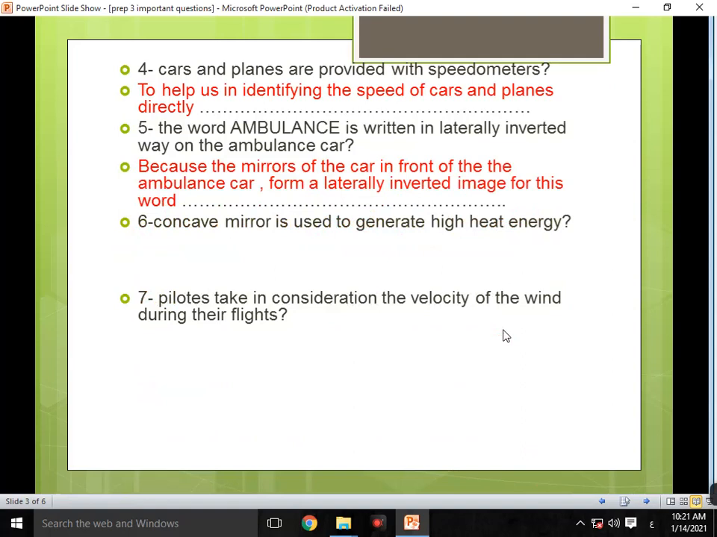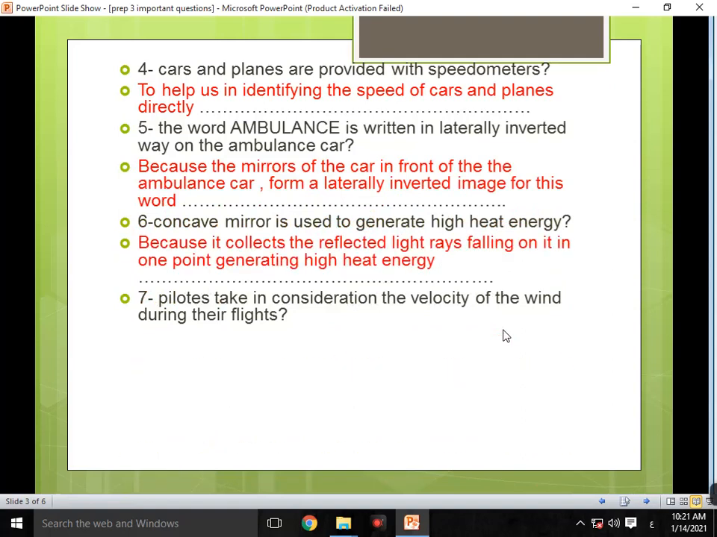6. Concave mirror is used to generate high heat energy because it collects the reflected light rays falling on it in one point, generating high heat energy.